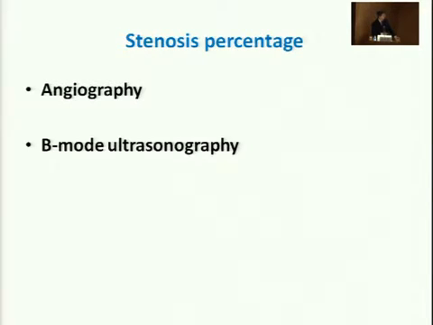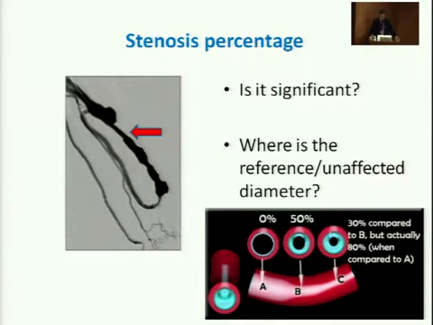Stenosis percentage is something widely used, and it could be estimated by angiography or by ultrasound. As it was discussed already, we can do angiography and consider, is this stenosis significant? And what percentage is it? Do we compare it with the unaffected segment, or with the artery, or with what?